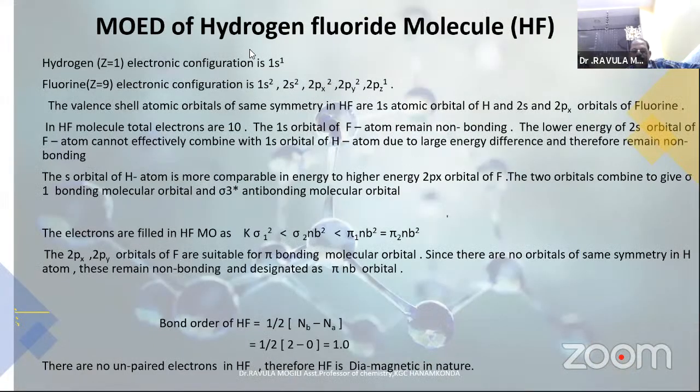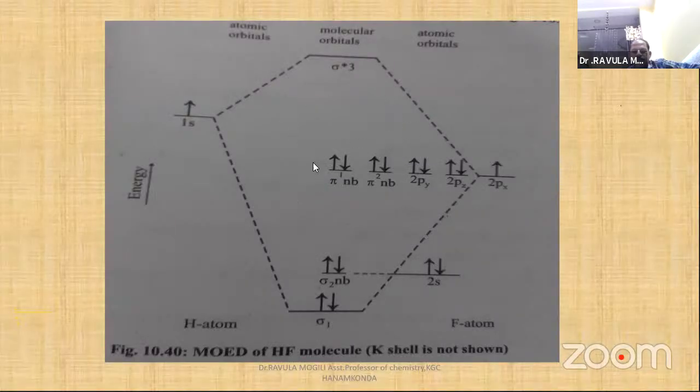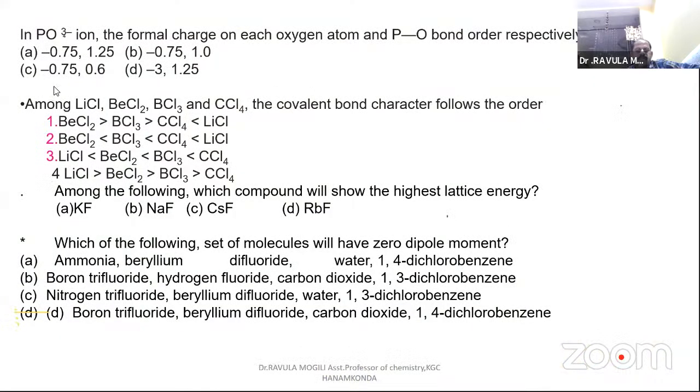So here, hydrogen fluoride. This is the hydrogen fluoride molecular orbital configuration. So these orbitals are represented as non-bonding molecular orbitals. They are not involved in bonding. So they are non-bonding molecular orbitals. This is also a non-bonding molecular orbital, with energy similar to the atomic orbitals. This is bonding, sigma and sigma star. So this is regarding MO.